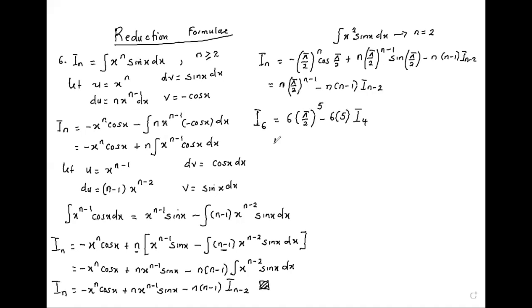Then we find I4. So what is I4? We substitute in this very one. It will be 4 pi over 2 power 3 minus 4, 3, I2. So that will be 4 minus 2. And then now you find I2. So it will be 2 pi over 2 minus 2 by 1.